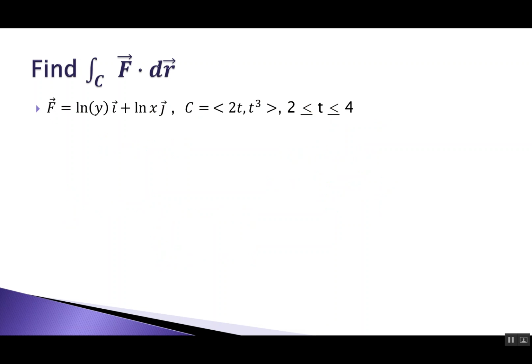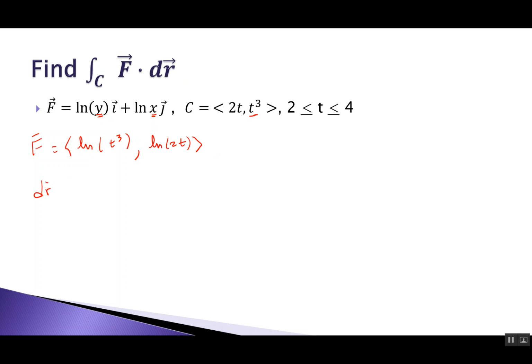All right, let's look at one more example. So F is the log of y times i, log of x times j. I've got my C right here. There are my limits of integration between 2 and 4. So let's see what we get. When I plug in, I'm going to need to plug in y, so this will be the log of t cubed. And now I have log of x, so that'll be the log of 2t.